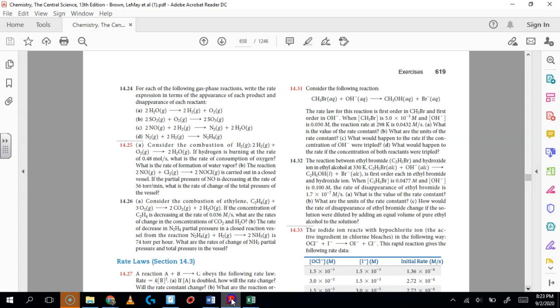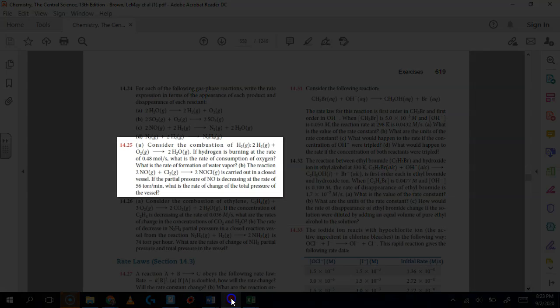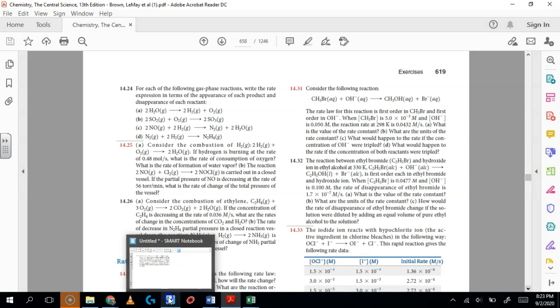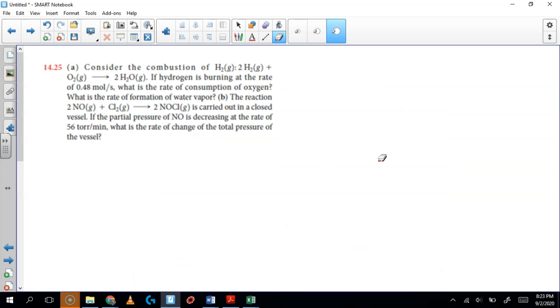Hey everybody! I wanted to spend a little bit of time going over question 14.25 out of Brown-LeMay-Burdge. So let's get started here. I've copied this question right over into my notebook, and we can get started. So let's spend a little time just going over this.